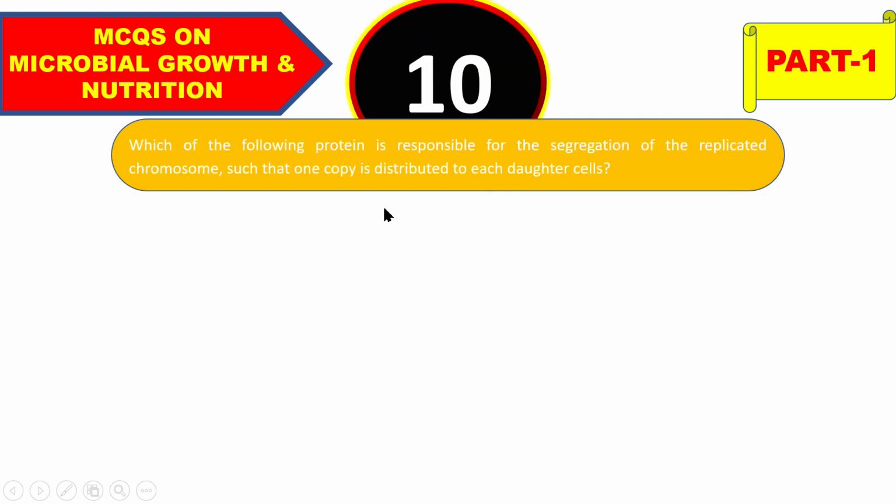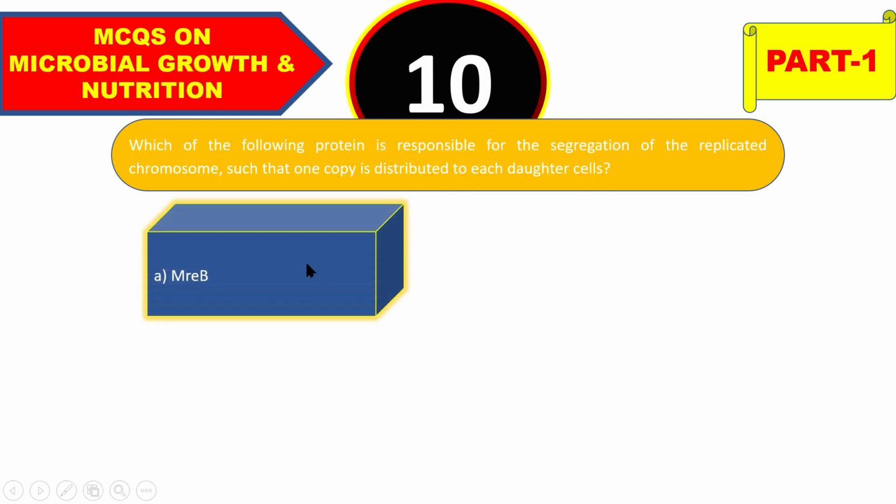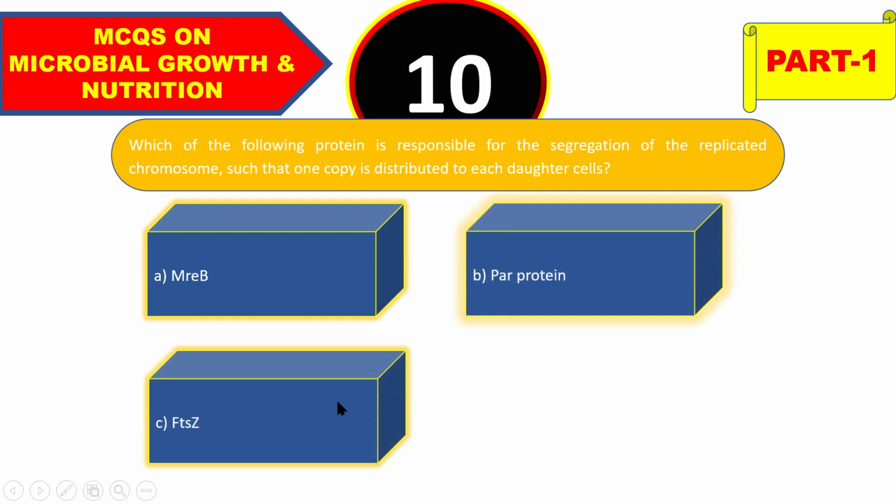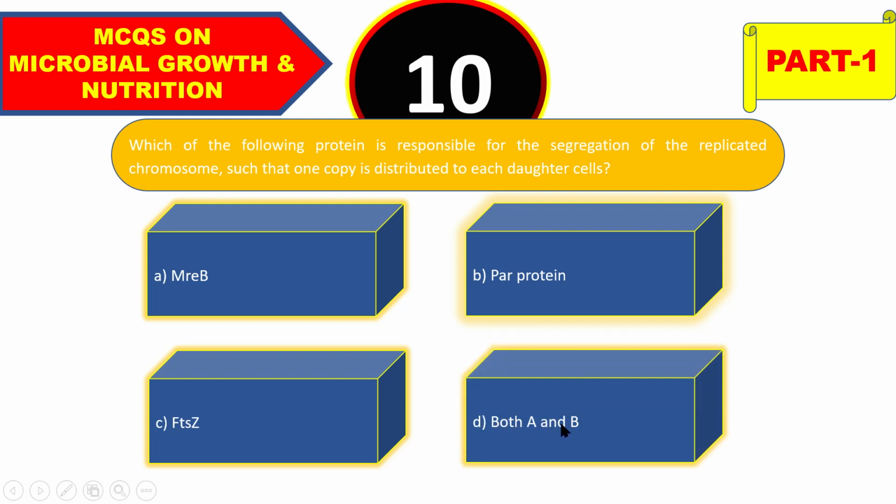Okay. So next one is which of the following proteins is responsible for the segregation of the replicated chromosome such that one copy is distributed to each daughter cell. So the options are option A MreB protein, option B Par protein, option C FtsZ protein, option D both A and B.